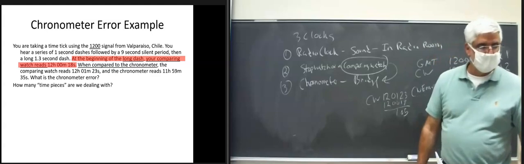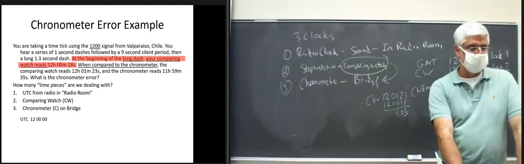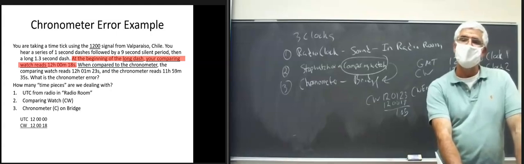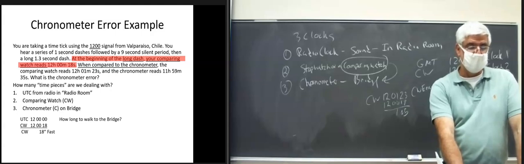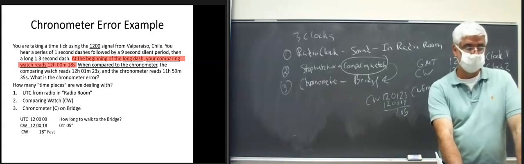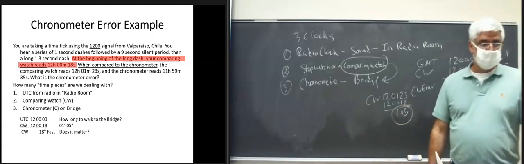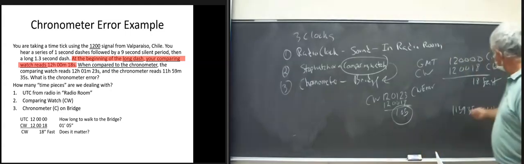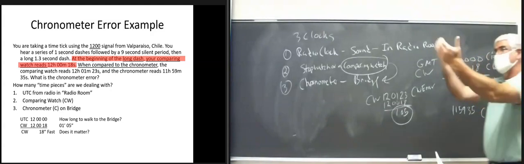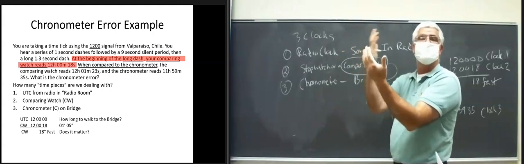Oh, that's interesting. Well, let's do a little math here. All right. UTC 1200. Comparing watch was 12:18. It was 18 seconds fast. So how long to walk to the bridge? It's 1 minute and 5 seconds. Does that really matter? No. Because no matter what time, when I get to the bridge and I look at the comparing watch, it's always going to be 18 seconds faster than GMT.